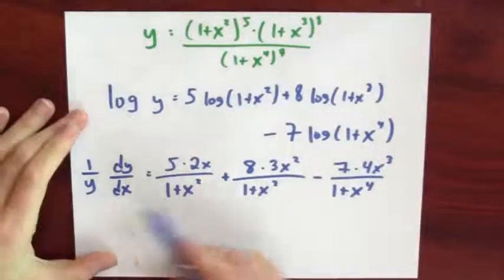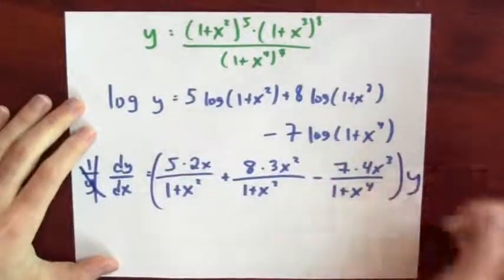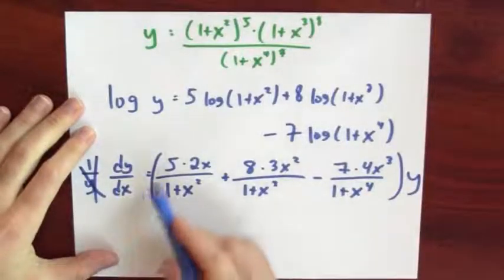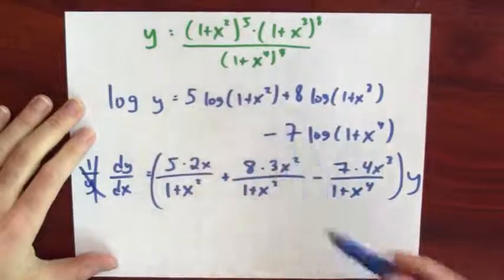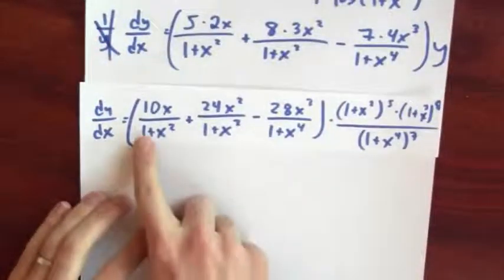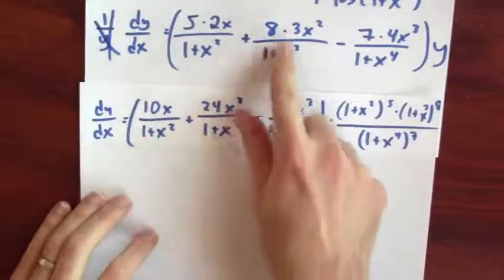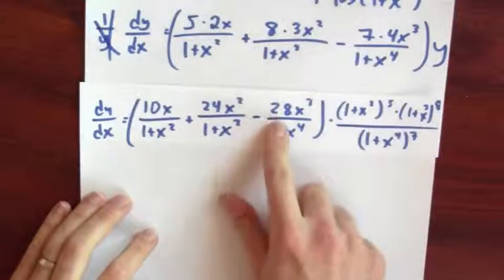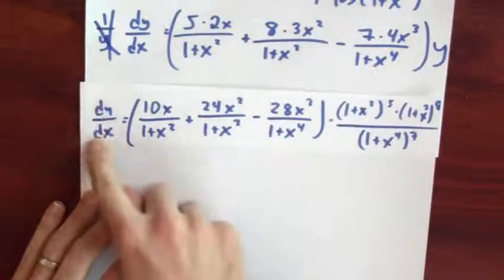We're almost there. So now I just multiply both sides by y, and I get that the derivative is this thing we calculated times y. Y is this quantity. I can write this a little bit more nicely. Here's this. 5 times 2x is 10x, 8 times 3 is 24, 7 times 4 is 28, and then I multiplied by y. So I found the derivative.